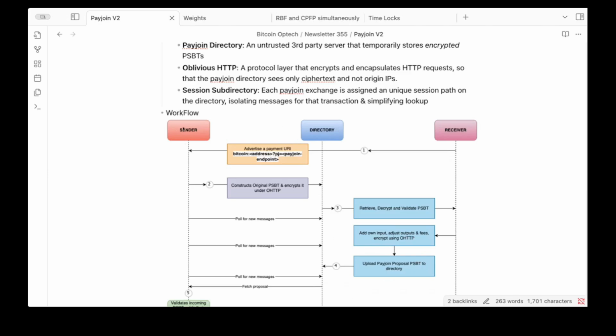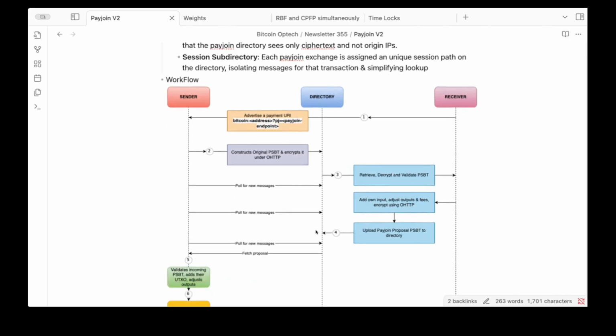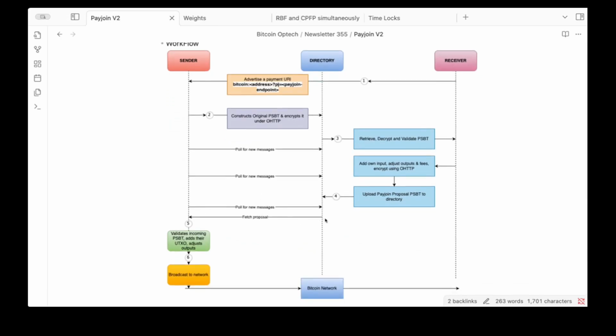In the meantime, the sender keeps polling this directory for new messages with respect to the transaction that he tried to construct. So he keeps on polling, and once the receiver puts this updated PSBT into the directory and he polls, he will get a response. So once he fetches the response, he then validates it and then publishes it to the network. So this is PayJoin V2.